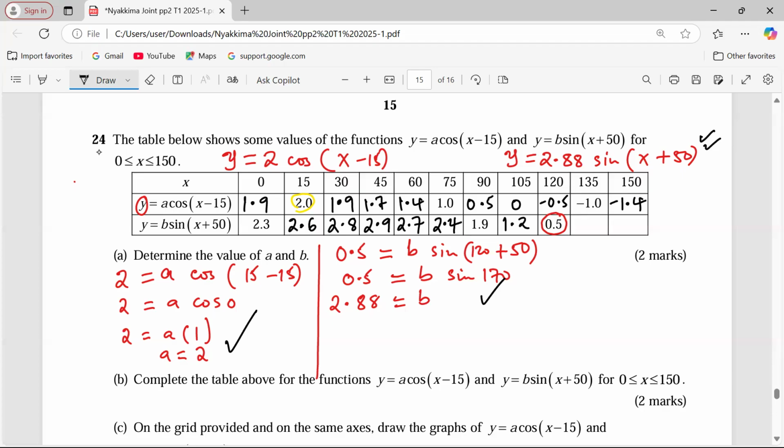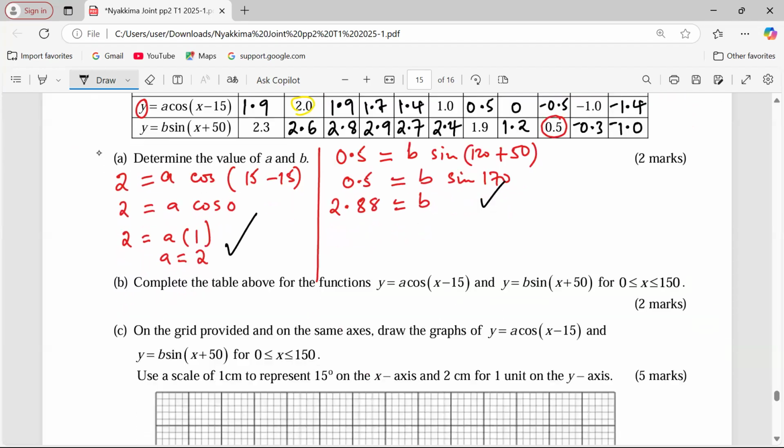Then we skip, we go to 135. So 2.88 sine 135 plus 50. This is giving me negative 0.3. Then at 150, 2.88 sine 150 plus 50. This will give us negative 1.0. So we are having now all the values. The tables have been filled.